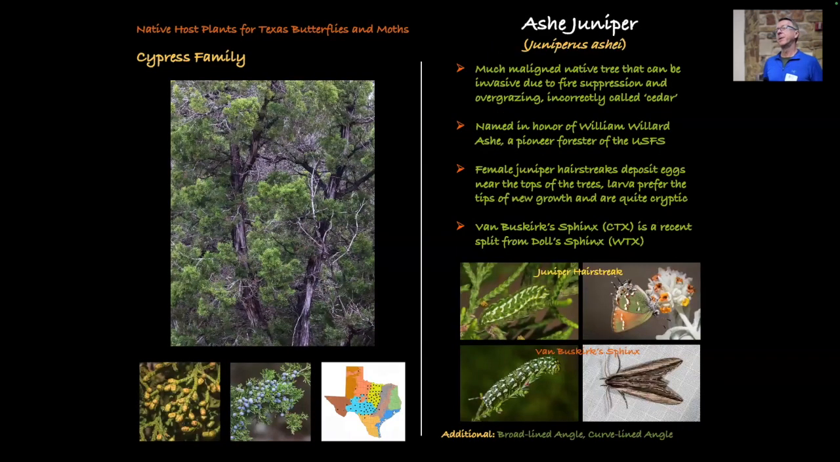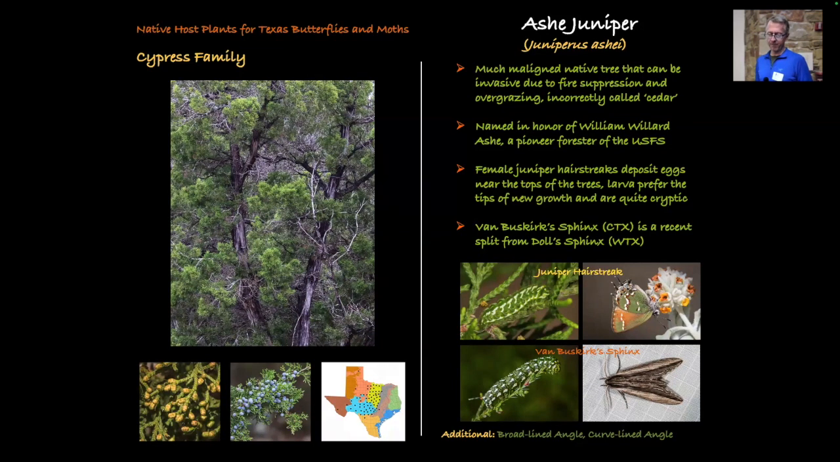Speaking of maligned plants, this one's our all-time favorite, I have to say. Ash juniper. They get so much bad press, but this is really a great tree. It's native, in spite of what people like to say. Yeah, maybe it can be a little invasive if left to its own devices, but this belongs here, and it's not a cedar. There are no cedars in Texas, naturally.